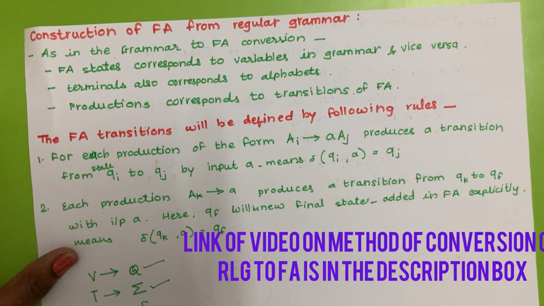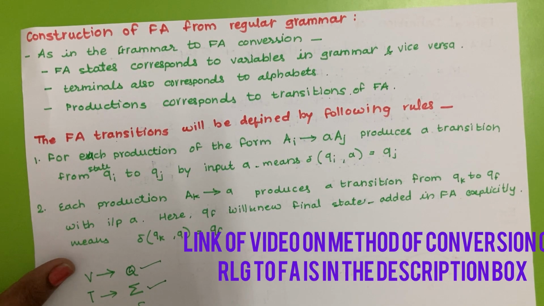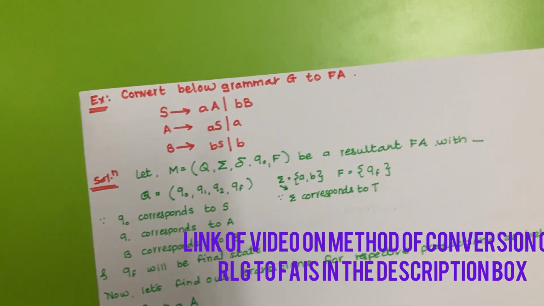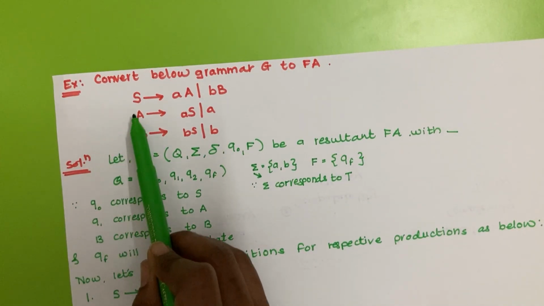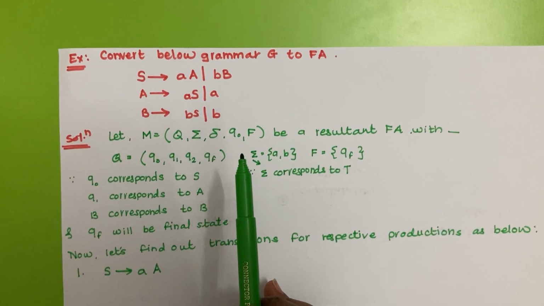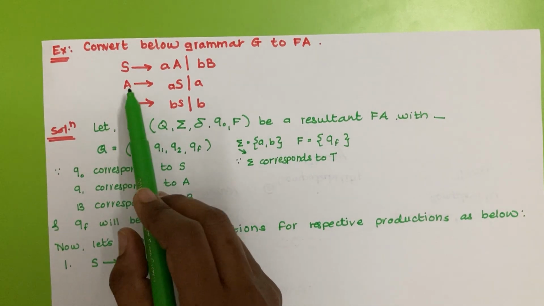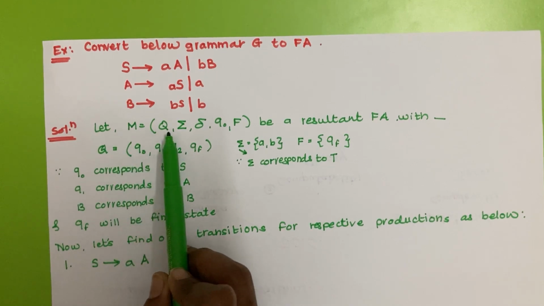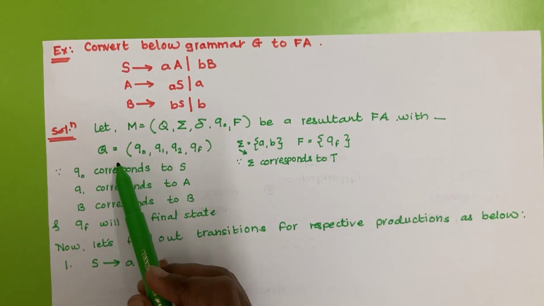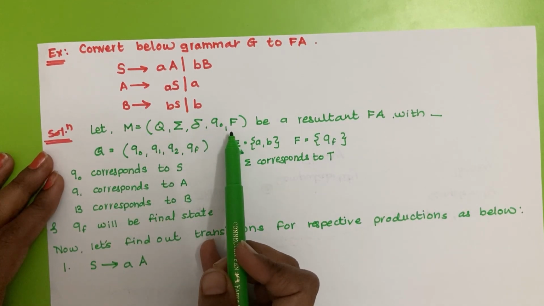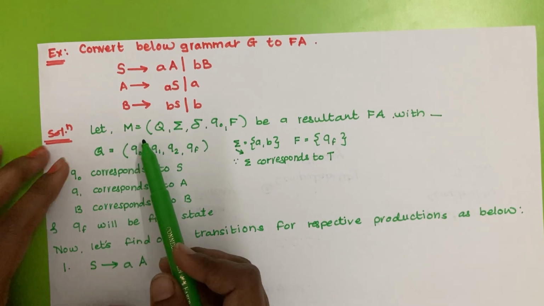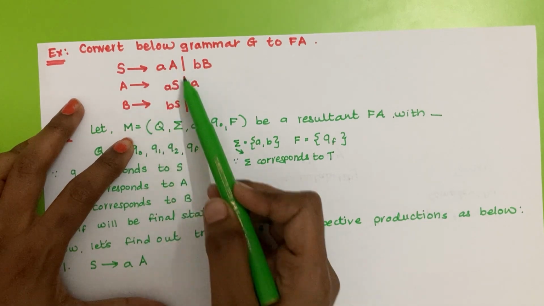Now we will have an example for conversion of regular grammar to finite automata. Okay, so first we will take an example. Suppose consider this is the given grammar and we have to convert this grammar into finite automata. Let M = (Q, Σ, δ, Q0, F) be the resultant finite automata. So now we have 5 tuples. M will be the resultant finite automata that will get converted from the given grammar.